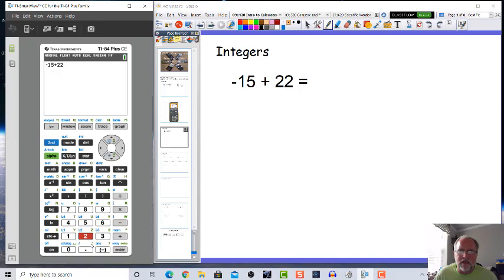And then, like I said, it doesn't have an equals key, so we're going to have to hit the enter key, and it will give us our answer. So you'll notice our answer is just plain old 7. Okay. Now, if I wanted to do any other integer problem, we would do the same exact thing.